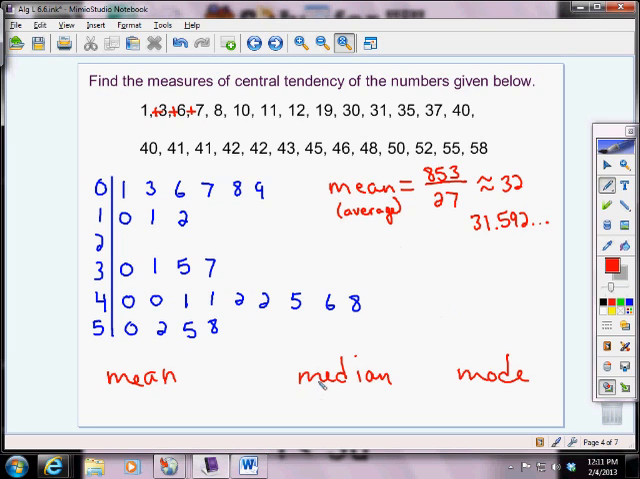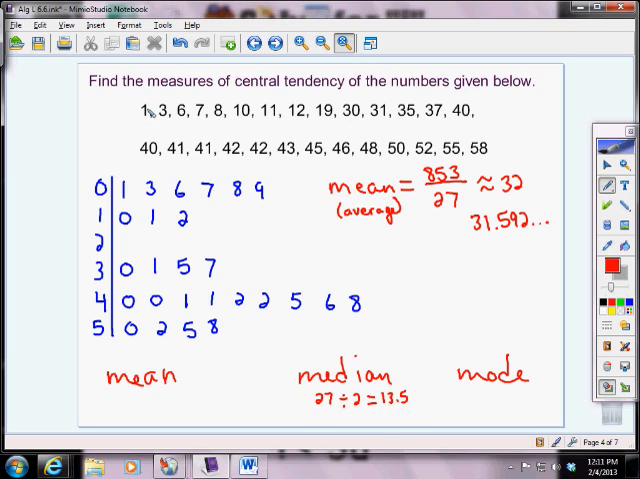The median has to be the middle number. Now what you could do here, one trick is just to start crossing out the front and last. 1 and 58 cancel each other out, 3 and 55 cancel each other out, 6 and 52. But with a large data set, that can be kind of difficult. So another way to do it is we said that there were 27. If I take 27 and I divide it by 2, I get 13.5.